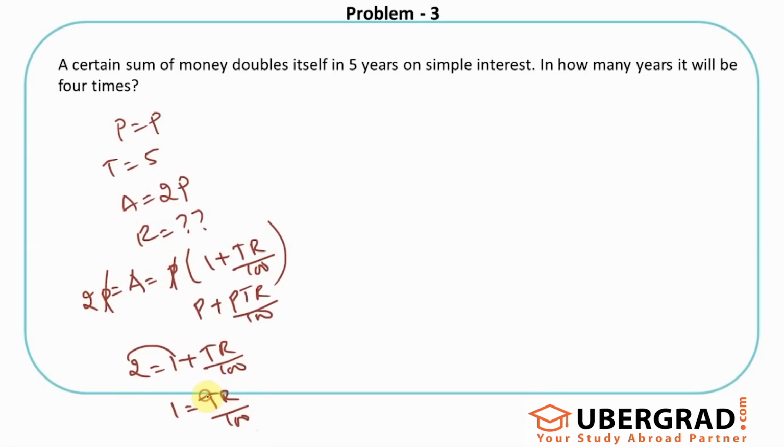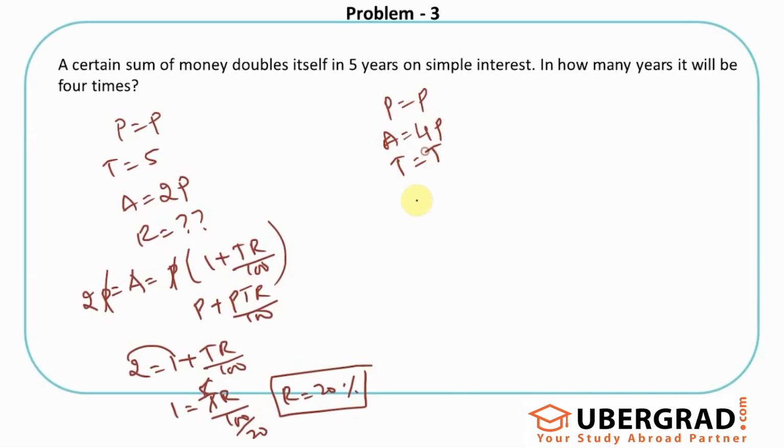So what is T? 5. So 5R by 100, 5 ones are 5, 20 fives are 100. So R is 20% per annum. So now the question is asking how many years it will take to make it 4 times. So I need to get the amount to become 4P. The time is unknown. The rate of interest is now calculated as 20%.